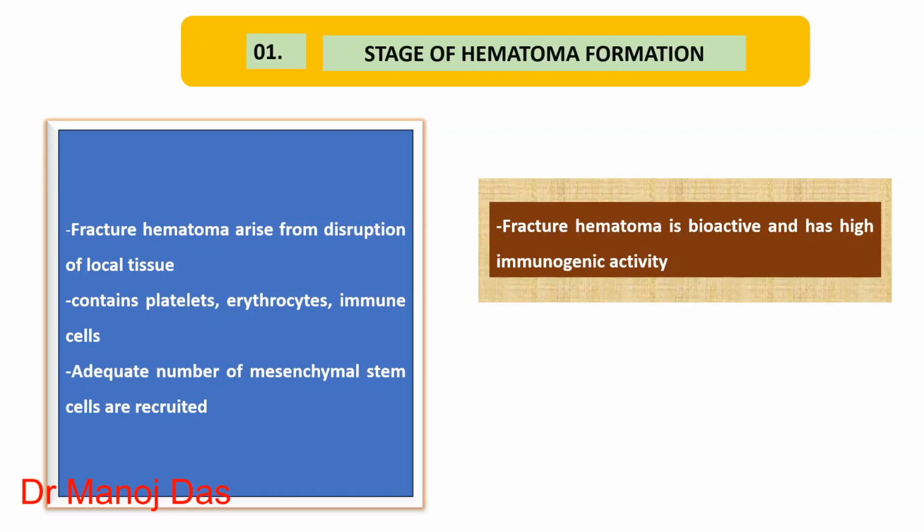Now the fracture hematoma is different from peripheral blood. It is said that fracture hematoma is bioactive. So what does that mean? Different experiments have shown that when we take the fracture hematoma and place it at another site, behind the periosteum or behind the muscles, there will be ectopic bone formation, but that does not occur with peripheral blood. So fracture hematoma is bioactive. It can give rise to ectopic bone formation. So this is the importance of the fracture hematoma.